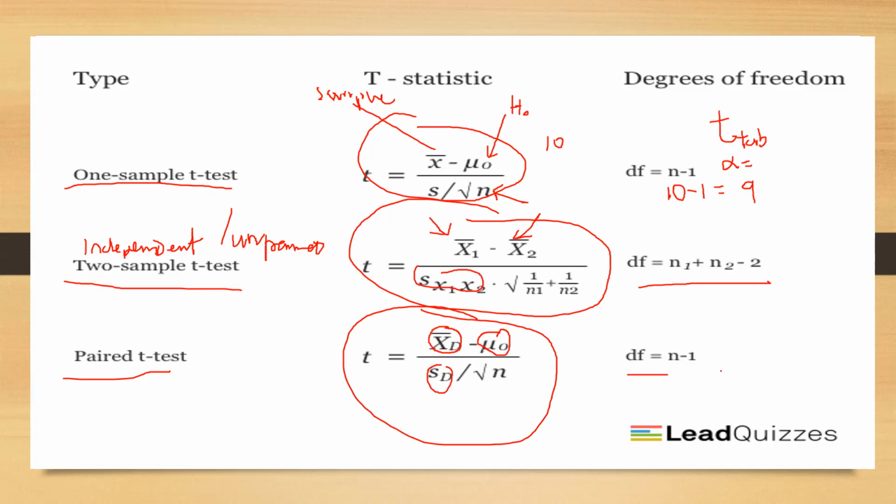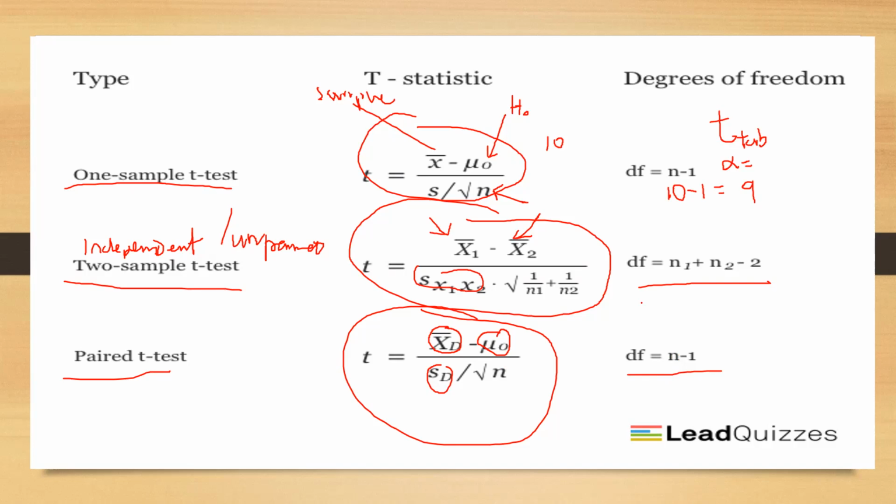To calculate the degree of freedom, you do the same way like the one sample test. You just subtract 1 from the number of samples. But please take note, this n means the number of paired samples, because we are dealing with a paired test. Is that clear? Good.